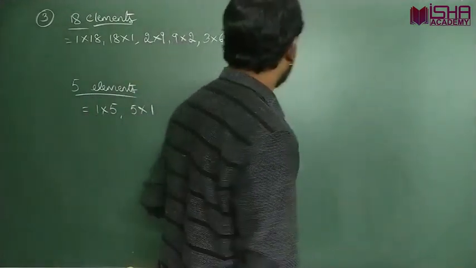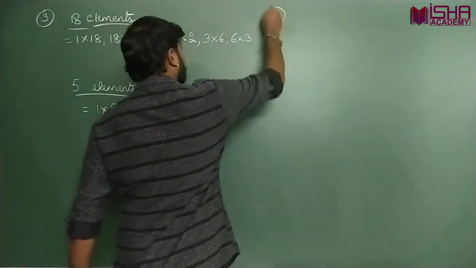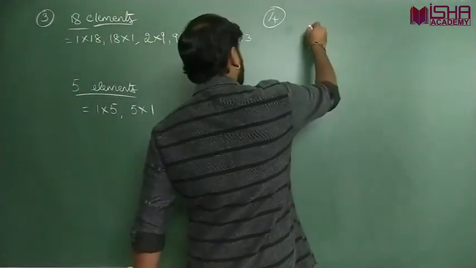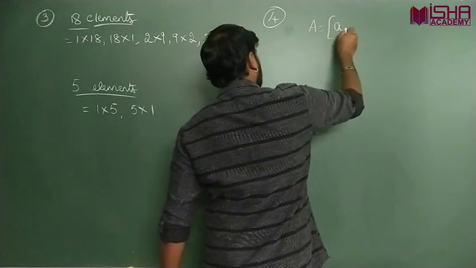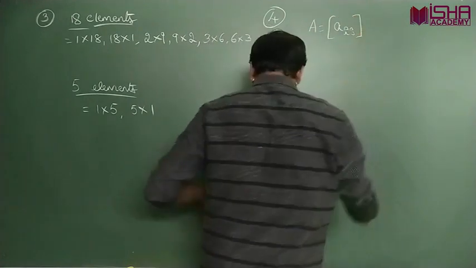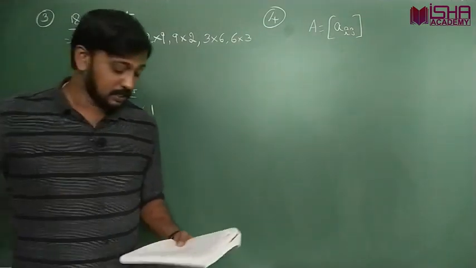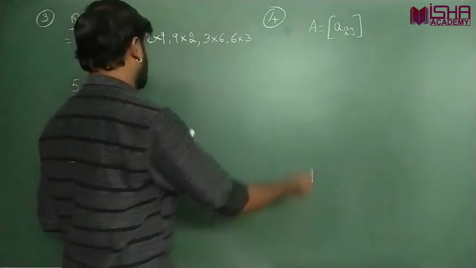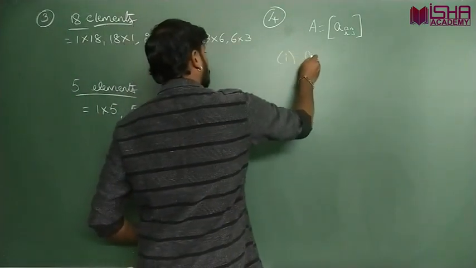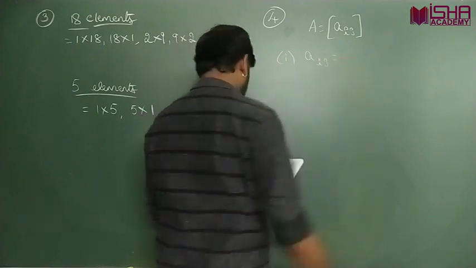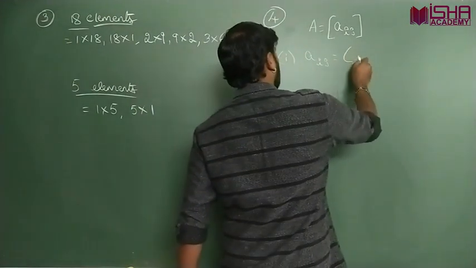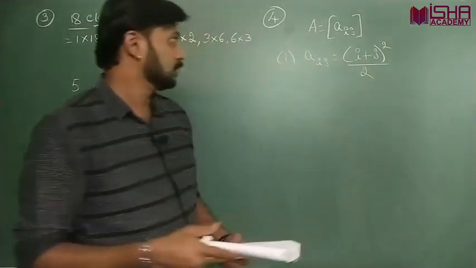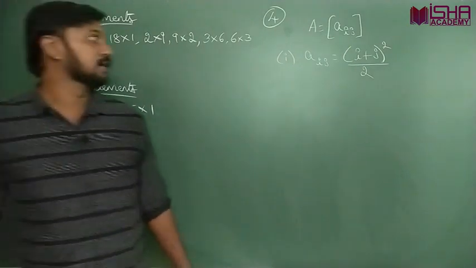So next, question number 4. Construct a 2 cross 2 matrix A equals Aij whose elements are given by, under that, the first one: Aij equals (i plus j) whole square divided by 2.